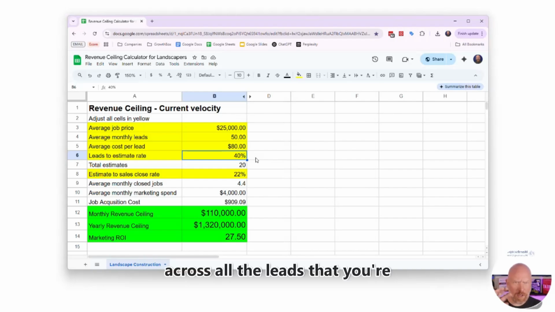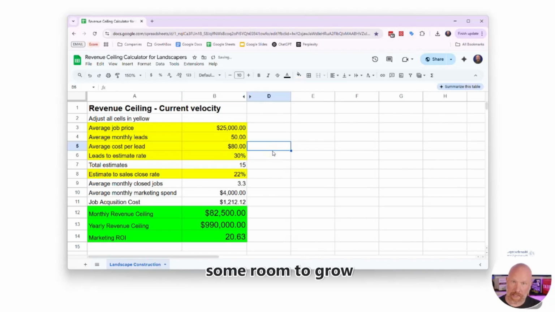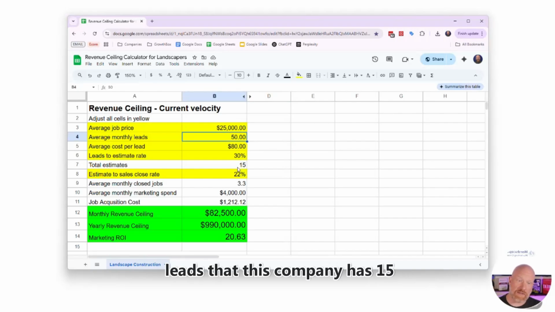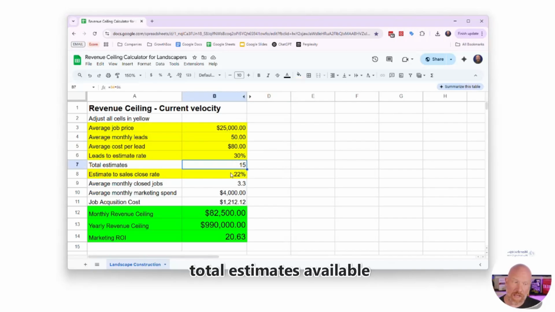So across all the leads that you're getting, how many of those turn into an estimate? We find that a good average across the board is 50%, but you can increase that by having better follow-up processes within your business on those leads, getting those into more estimates. But let's say that this company's at 30%. Some room to grow, but it's doing kind of okay. So 30%. That means out of the 50 average leads, this company has 15 total estimates available.